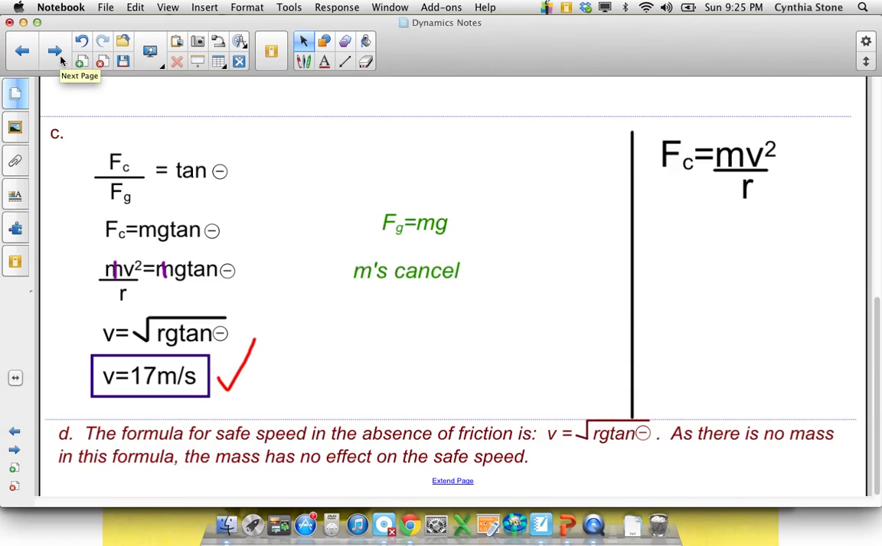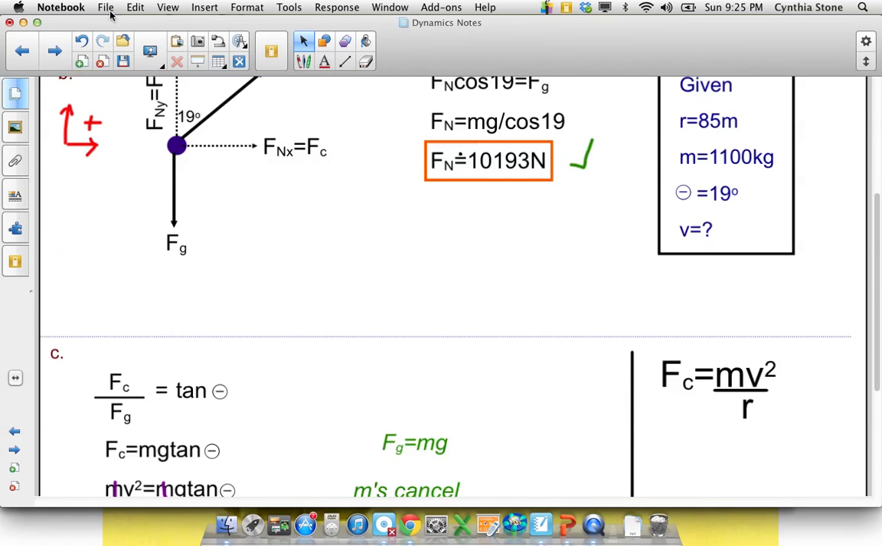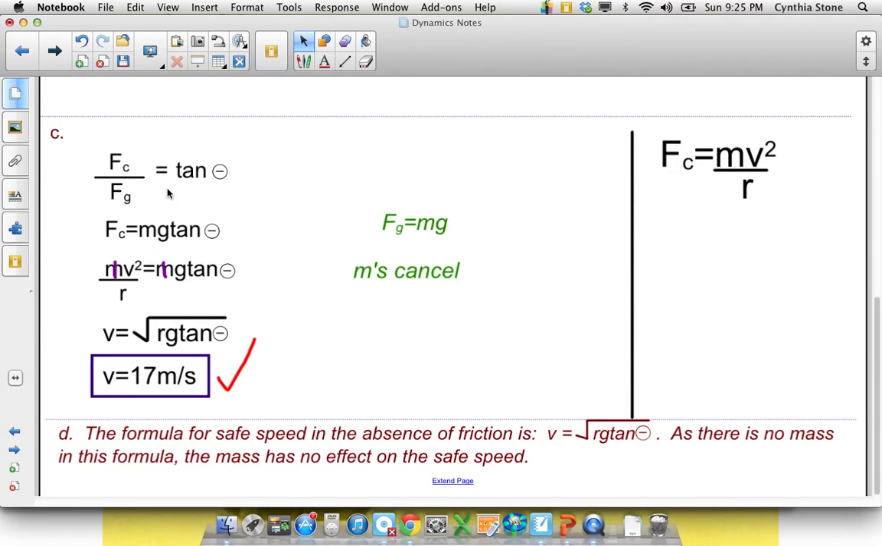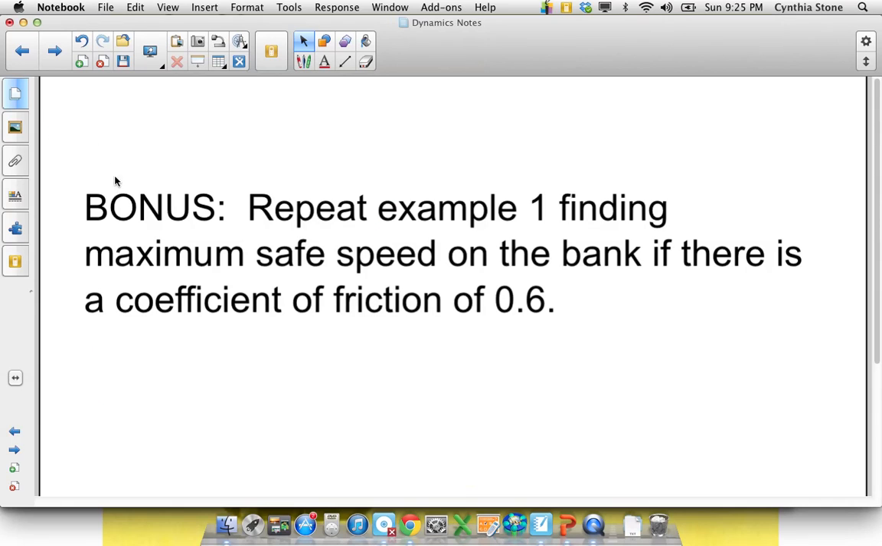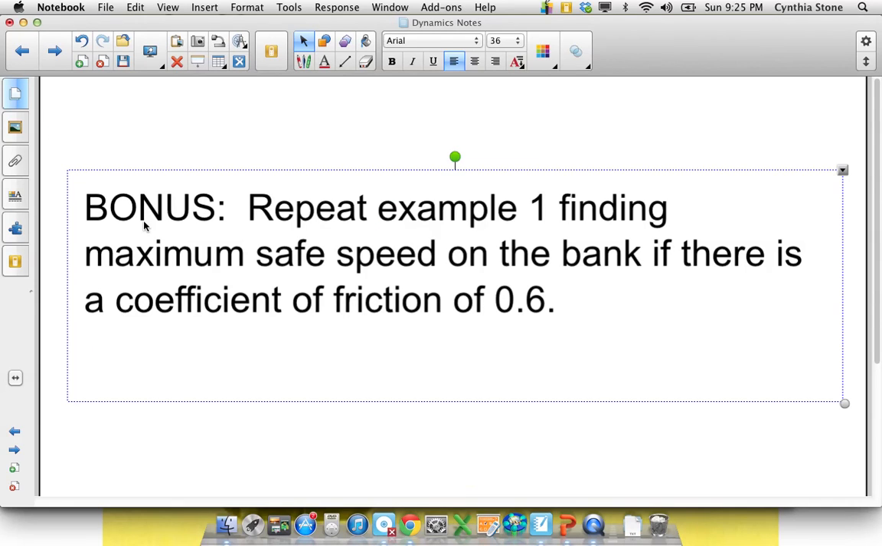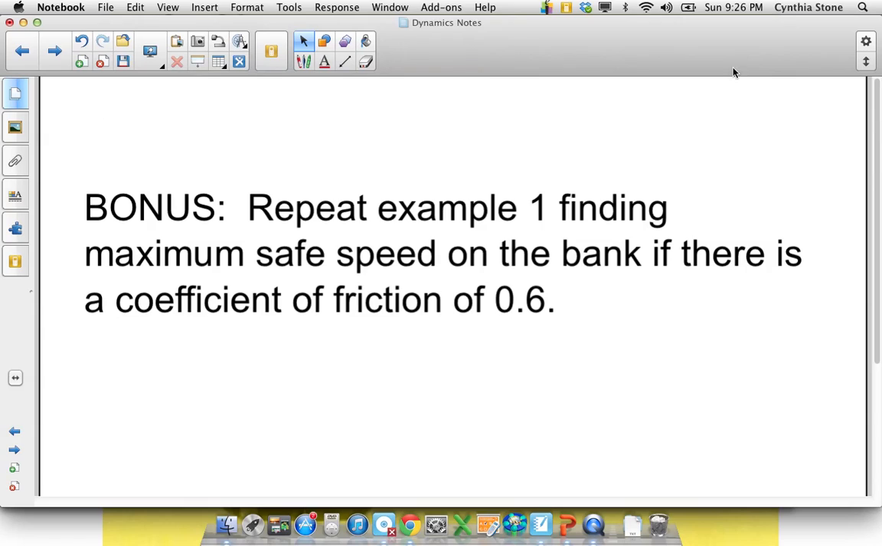Okay, so that's really applying the banked curve formulas and everything. Just jumping ahead, I want you to at least write down the bonus, think about it, and sometime when you have some time, change the free body diagram, add friction, and think about what direction it would be. Then you have a mu s, sorry. How would that change your free body diagram and the formulas? Give it a go. It'd be good for you. Okay, that's it for banked curves.